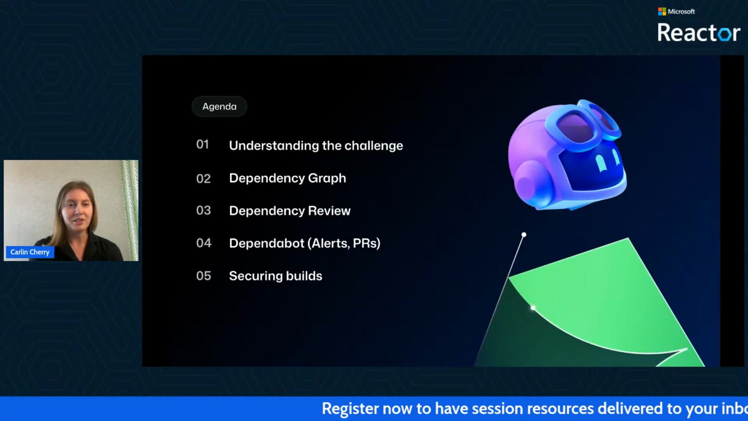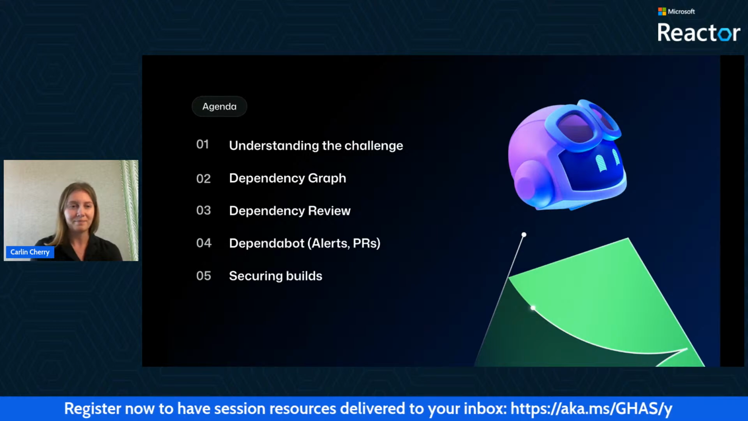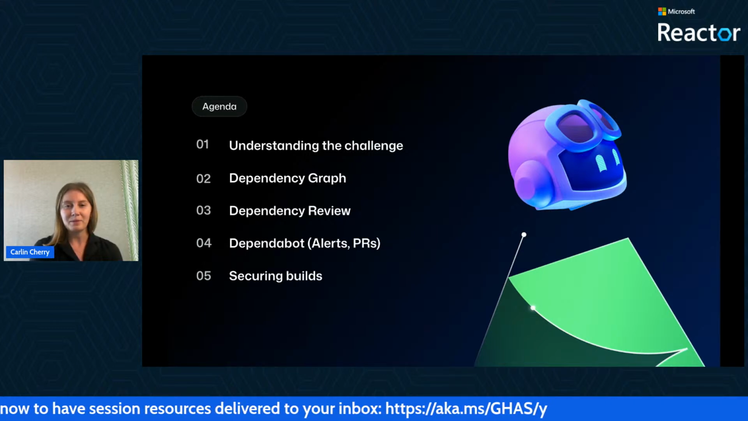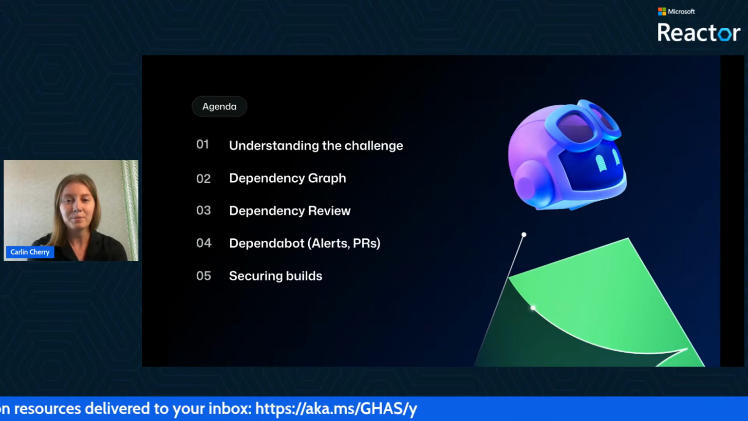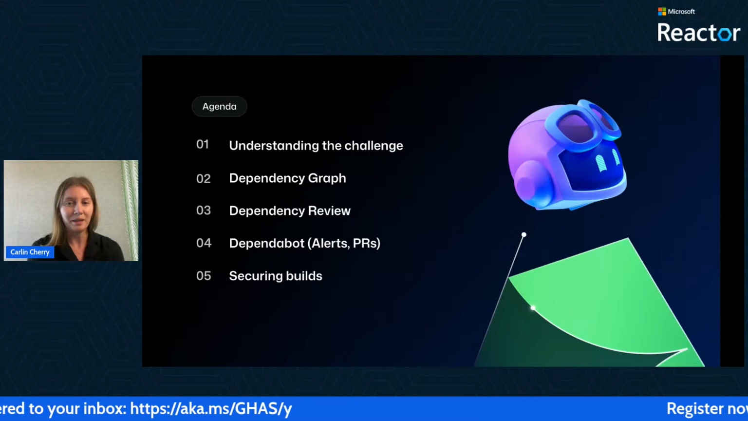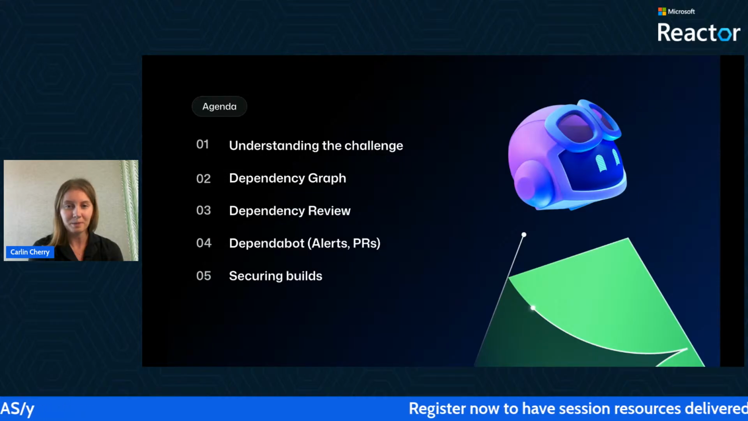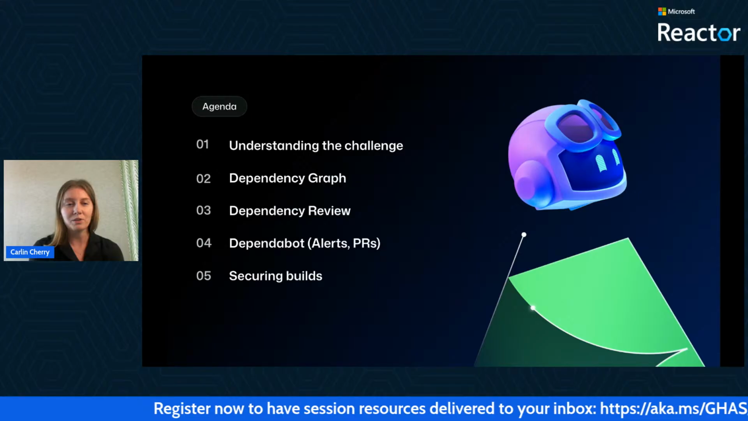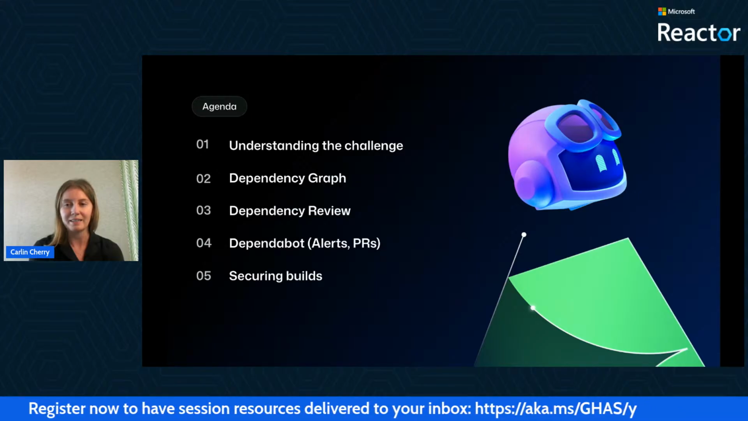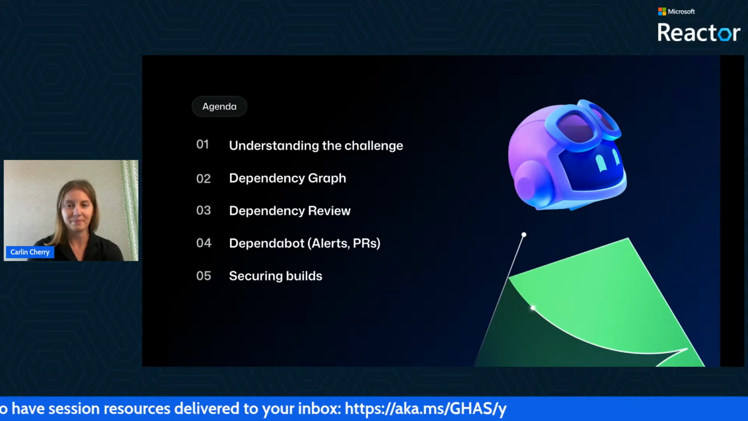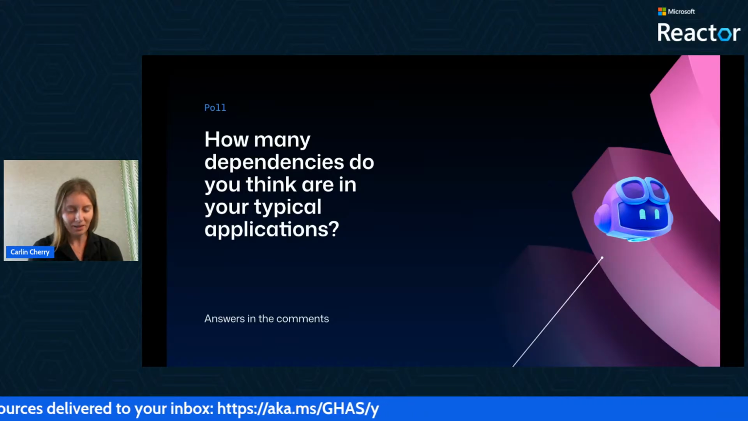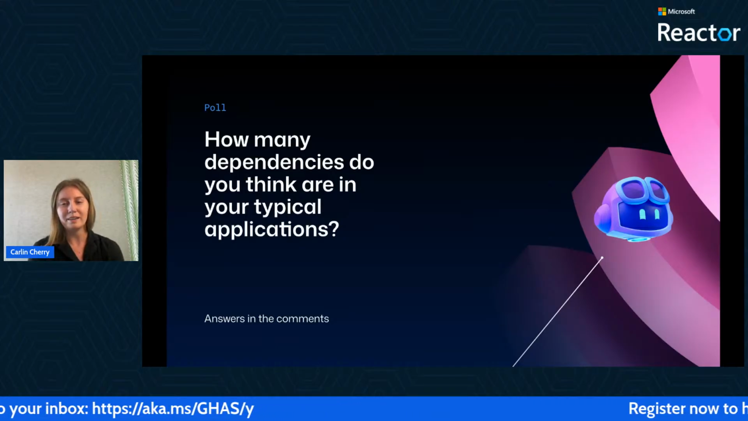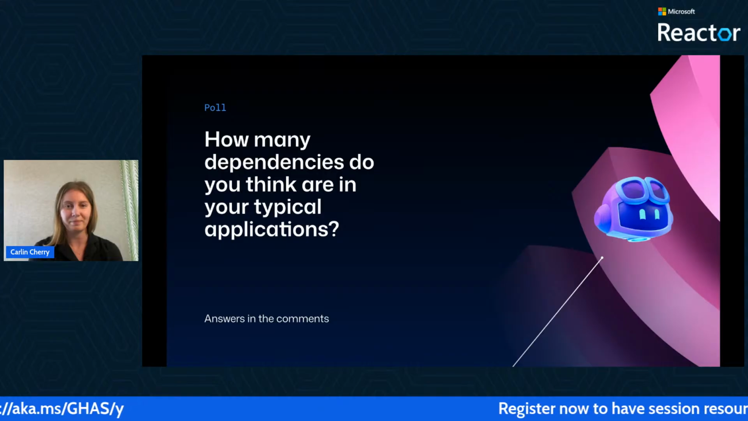We're going to start understanding the supply chain security challenge. What is software supply chain? Then we'll talk about some of GitHub's solutions to help secure your software supply chain. At a high level, we'll cover the dependency graph, dependency review, Dependabot, including Dependabot Alerts, Dependabot pull requests, and we'll also discuss securing builds with artifact attestations.